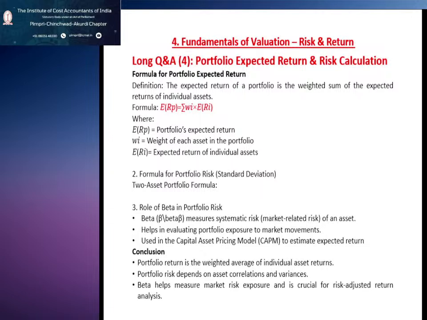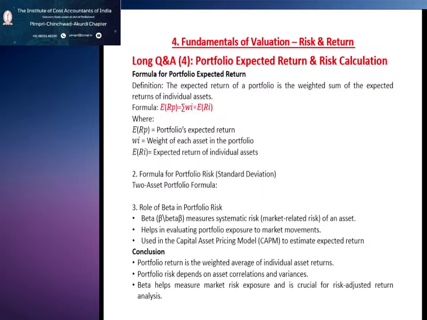So this is a formula where ERP is the portfolio's expected return, WI is the weight of each asset in the portfolio, and ERI is the expected return of individual assets. The formula of portfolio risk, that is the standard deviation, uses the 2 asset portfolio formula. Third is the role of beta in portfolio risk. Beta measures systematic risk, that is market related risk of an asset. It helps in evaluating portfolio exposure to market movements and is used in the capital asset pricing model to estimate expected return.